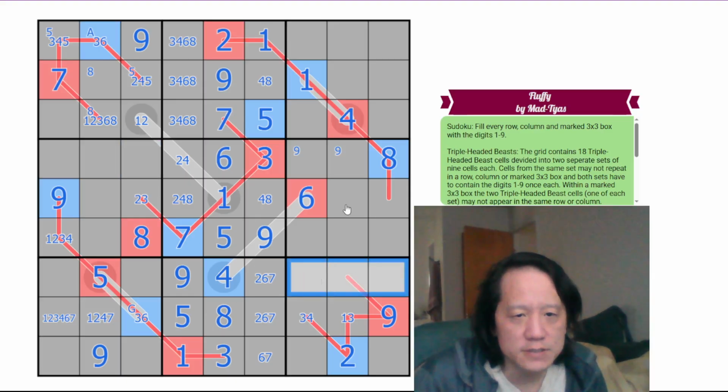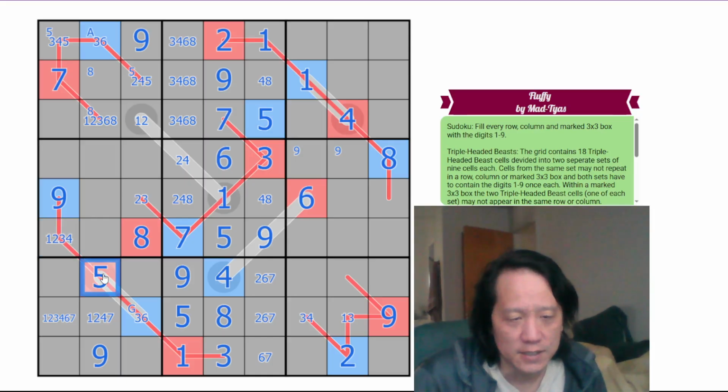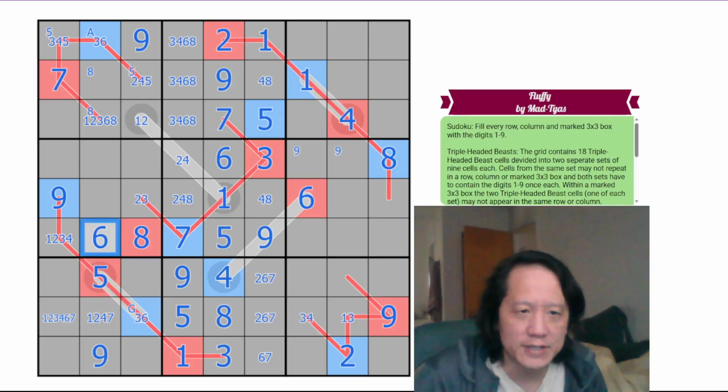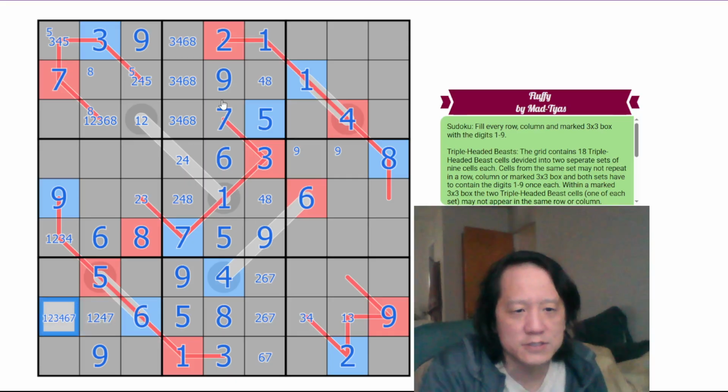Okay, so where is 6 in row 6? Can't be here because 6 in the box. Can't be here because it must be 9 away from 13. So this must be 6 here. Oh, and this 6 eliminates 6 here, so this is 3. So this can't be 3 anymore, it's 6, which eliminates 6 here and here. This is 3, which eliminates 3 here, and here, and here.